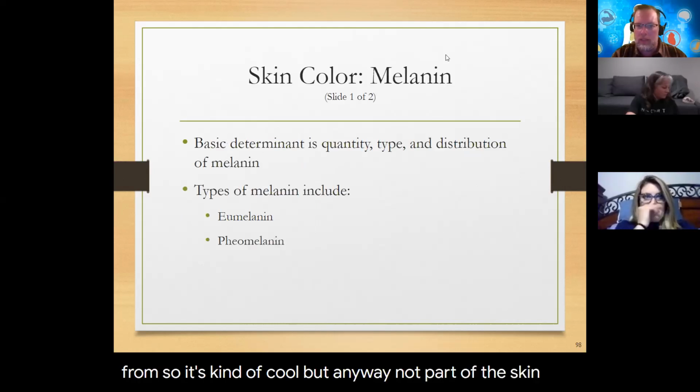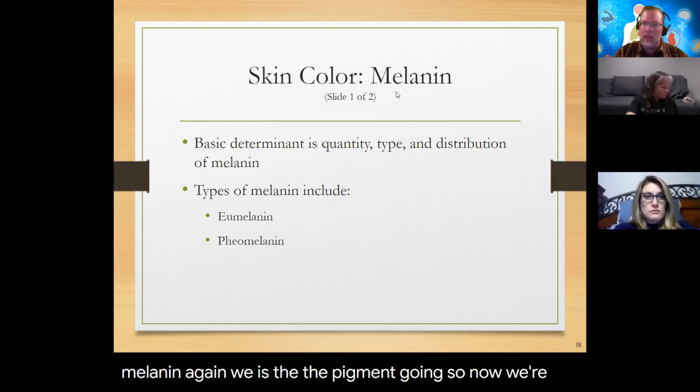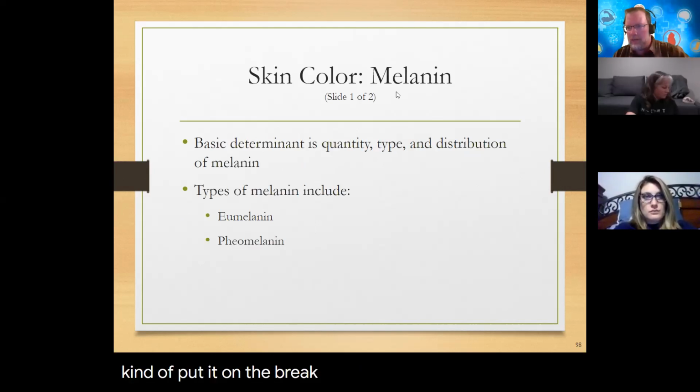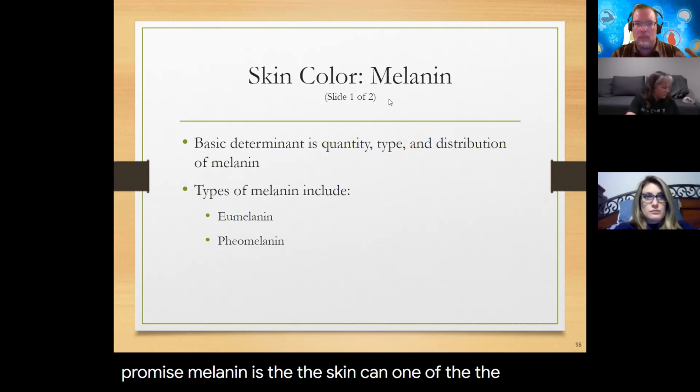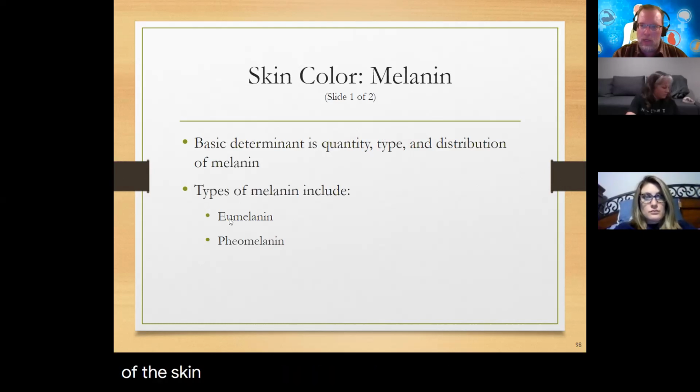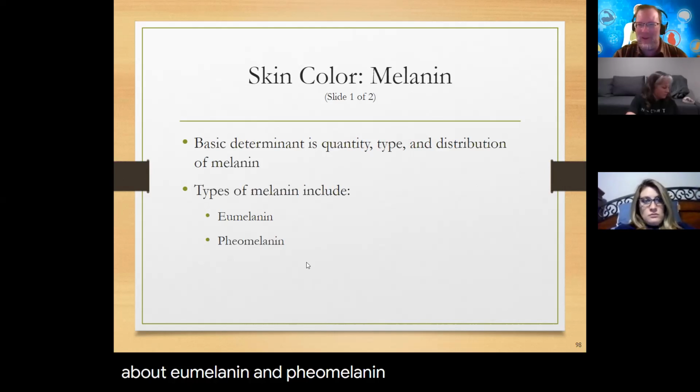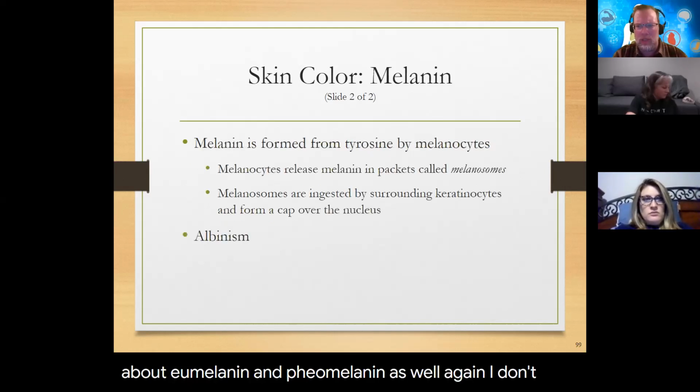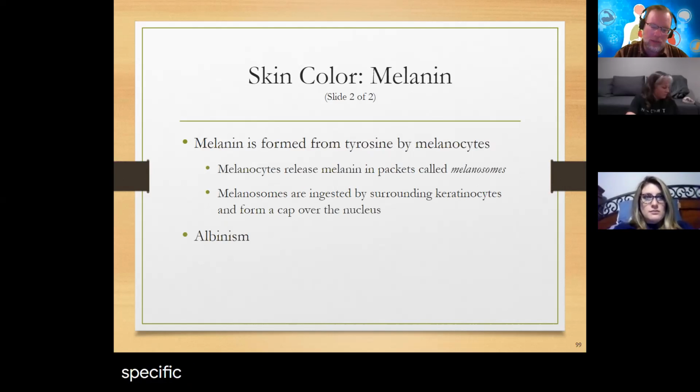Melanin again is the pigment. So now we're kind of putting on the brakes. We did epidermis, dermis, hypodermis. Now we're just going to talk about a couple of the functional aspects of skin, and then we're done, I promise. Melanin is one of the skin colors or pigments, but it's the primary pigmentation of the skin. And again, you want to go into the Padlet and watch the video in there that I have on UV exposure. It'll talk a little bit about eumelanin and pheomelanin as well. I don't think I ask any questions, so I'm pretty sure there's nothing specific about the types of melanin.